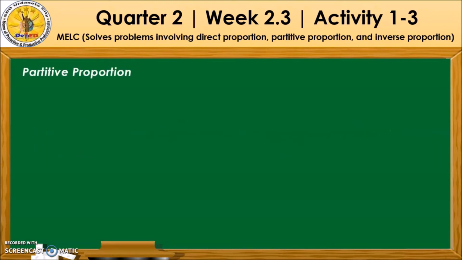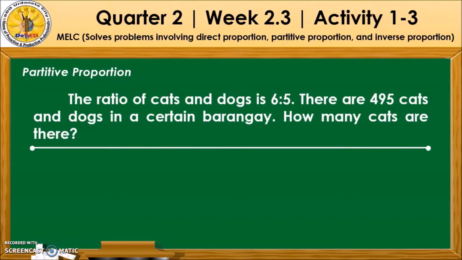First, if the word problem involves partitive proportion, you can solve it like this. For example, the ratio of cats and dogs is 6:5. There are 495 cats and dogs in a certain barangay. How many cats are there? In the problem, there are 495 cats and dogs, and its ratio is 6:5, which gives us an equation of 6n plus 5n equals 495. With that, we can now find the value of n.